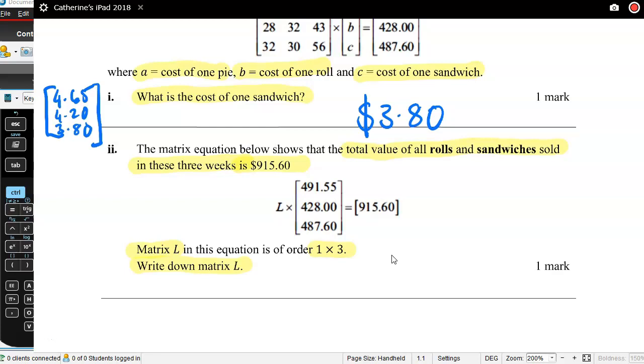Okay, so this is an interesting one. So we want to be able to have a matrix which is going to add up all the rolls and the sandwiches, but not add up the pies. And we want it as a 1 by 3.